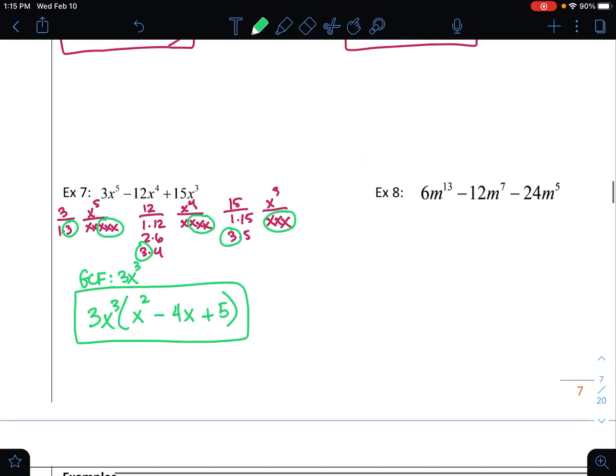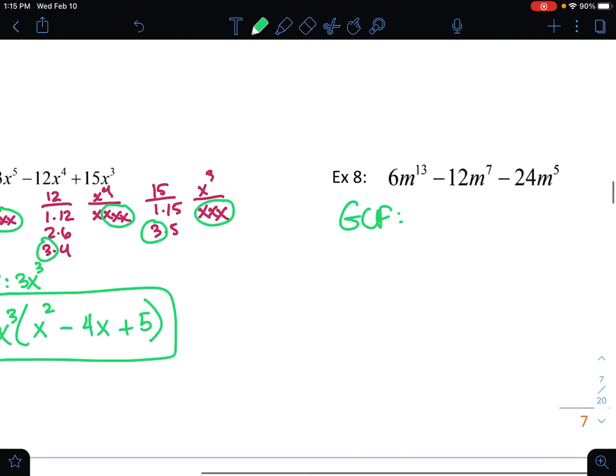Okay, number 8, so GCF. So I see a 6, and I can tell a 6 goes into 12 and 24. So I'm going to look at this. I'm going to say there are 5 here, and I can take 5 out of 7 and 5 out of 13. So my GCF is 6m to the 5th.